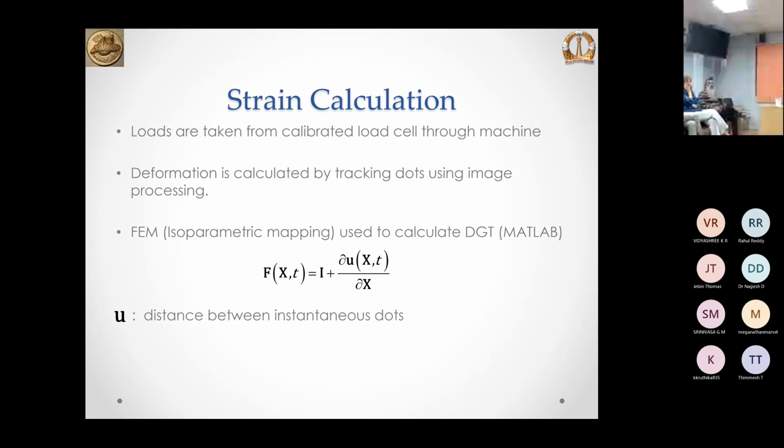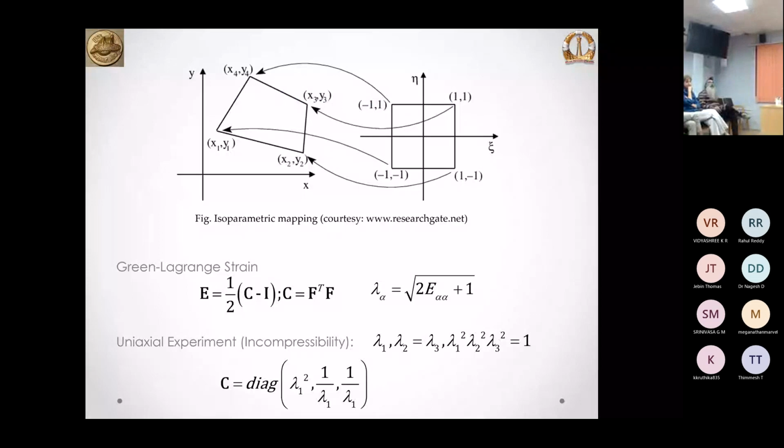So we are forming the quad element by joining any four dots. As the four dots move, the quadrilateral deforms. So we map it to the parent element, get the strains, and get the F and calculate C. Then you will get the Green-Lagrange strain. So this is nonlinear strain. Finally, with that we can also calculate the stretches.